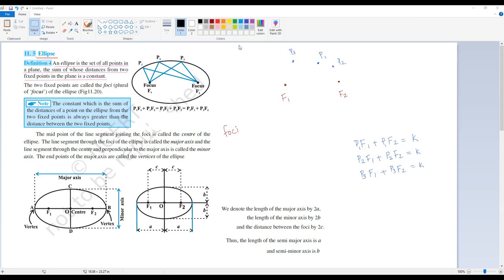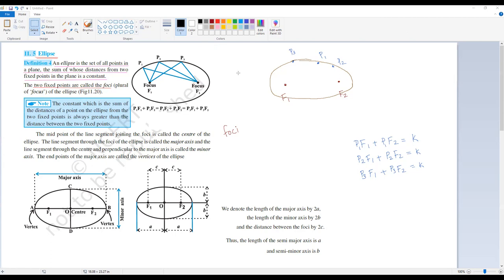So that is what it says: an ellipse is a set of all points in a plane, the sum of whose distances from two fixed points in the plane is a constant. Then if you join all those points, you will get a shape like this. This kind of shape. Here you can see a clear picture. Understood? So that figure is known as an ellipse. And these two fixed points have a particular name. The two fixed points are called foci. It is actually the plural of focus.